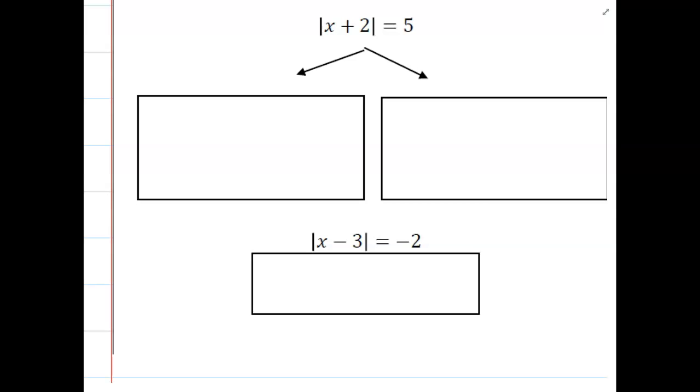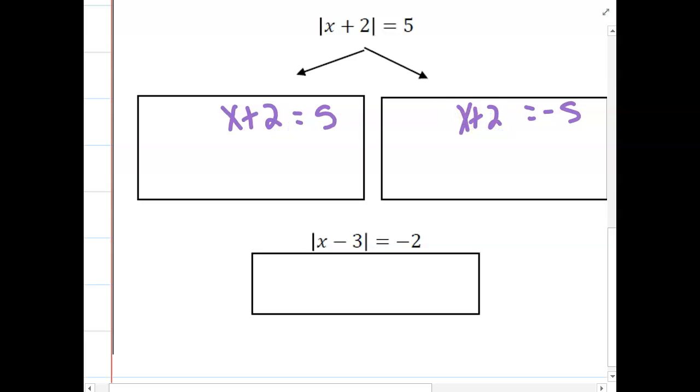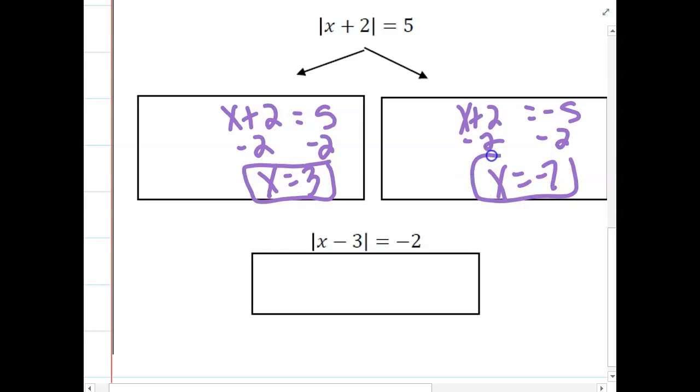-5 and 5. So this could equal 5, or this could equal -5. Whatever's inside here could be a 5, or it could be a -5. The difference is it's an x plus 2 inside of there. So I know that x plus 2 could equal 5, or x plus 2 could equal -5. And then you would solve both of these. We get x equals 3. Subtract 2, we get x equals -7.